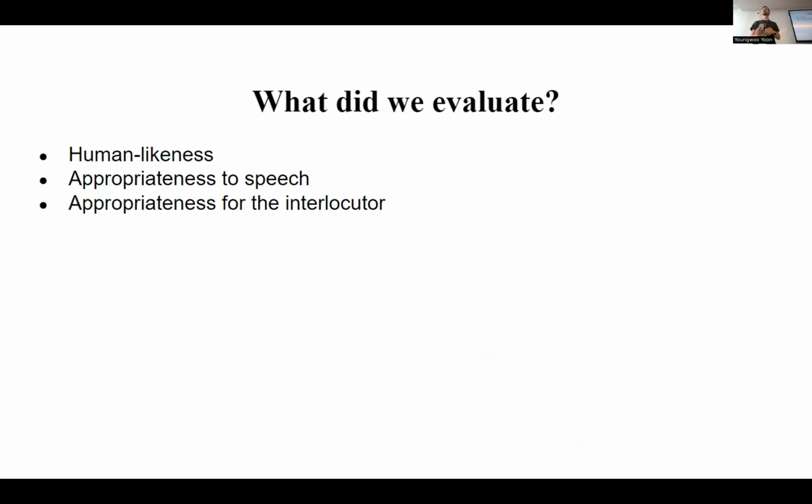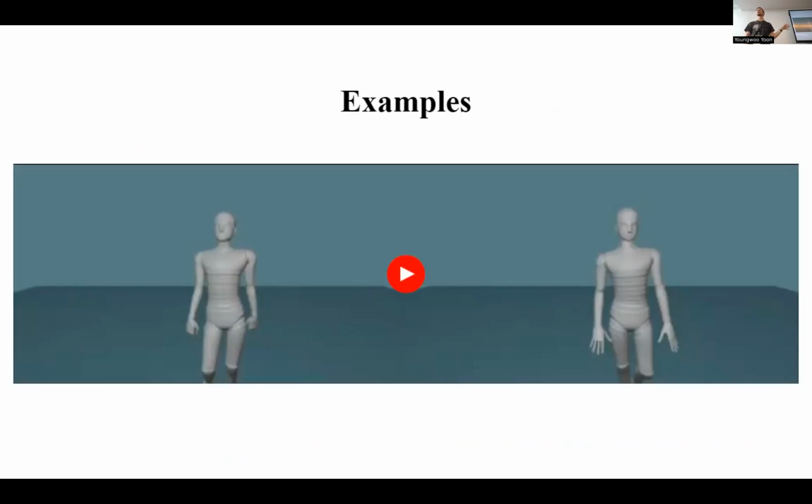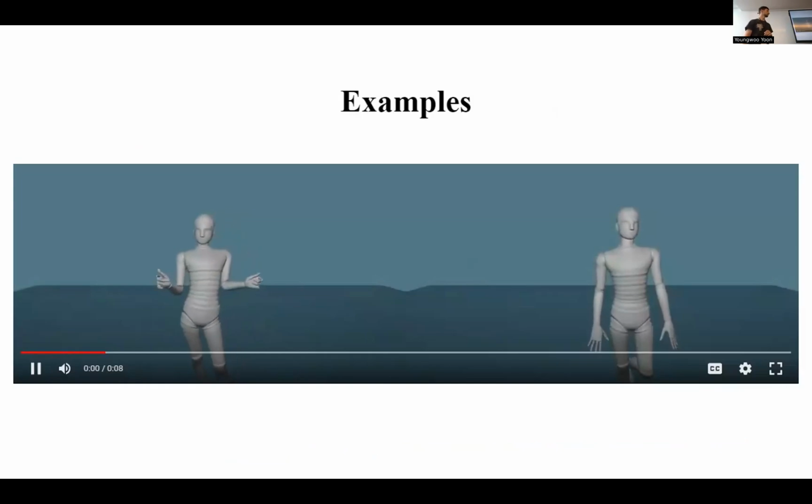So we evaluated 3 dimensions of gesture generation this year: human likeness, appropriateness to speech, and appropriateness to interlocutor. I will go into the evaluation of each of them one at a time. Before I do that, I would like to show you an example, and I will ask you which of the 2 was synthesized.